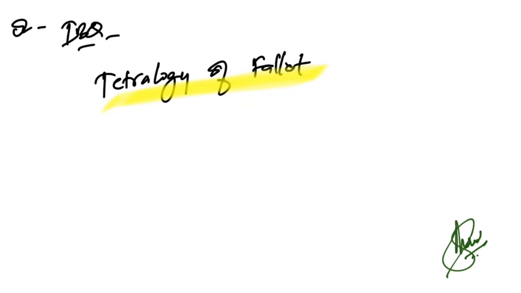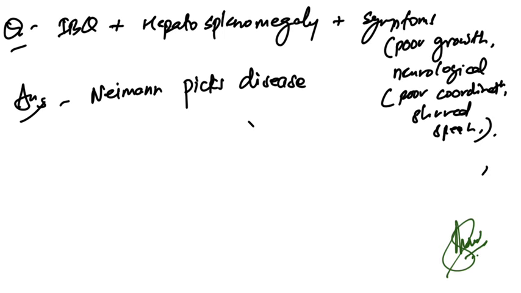Tetralogy of Fallot, an X-ray was there, the common X-ray. You have seen that tetralogy of Fallot was the answer for that. Image-based question with hepatosplenomegaly, symptoms of poor growth, neurological symptoms, poor coordination, slurred speech. These all were given. So that is Niemann Pick disease.